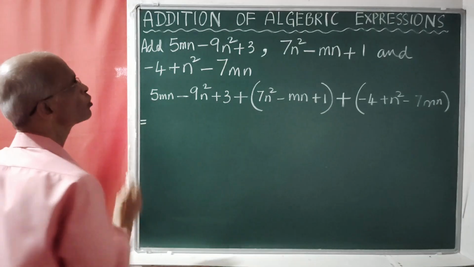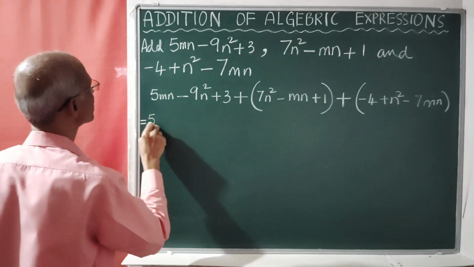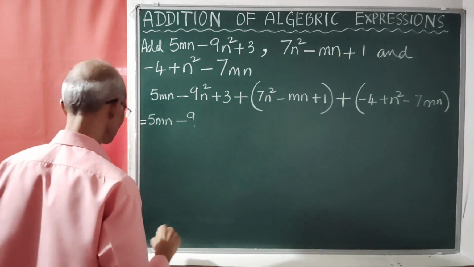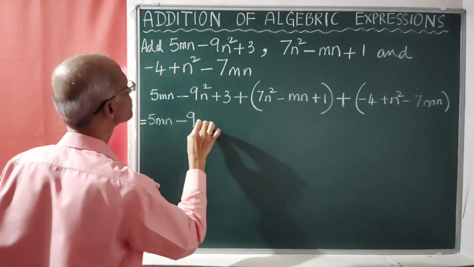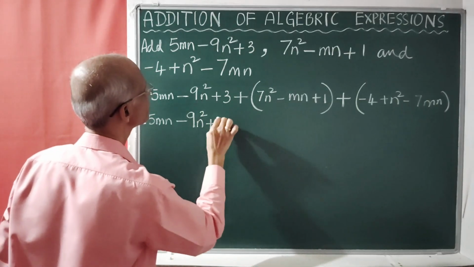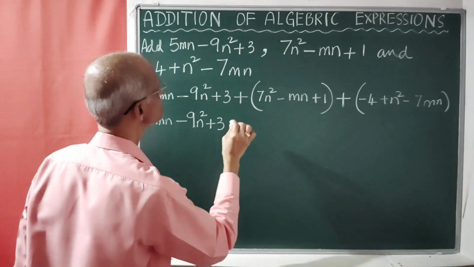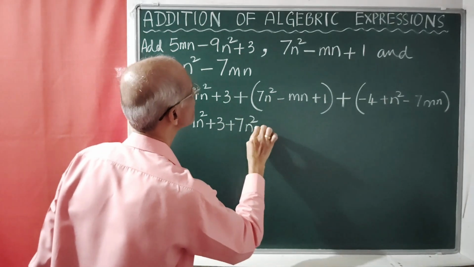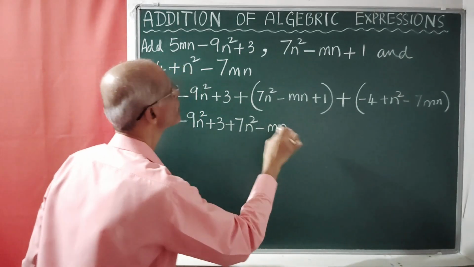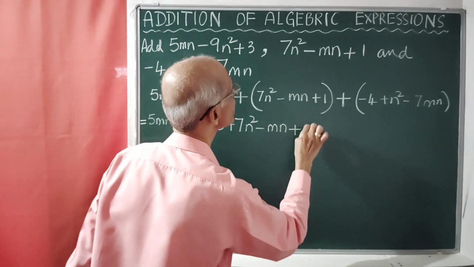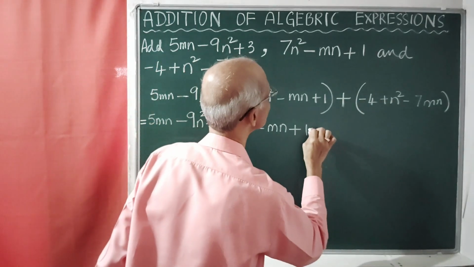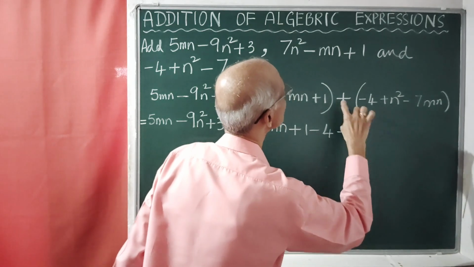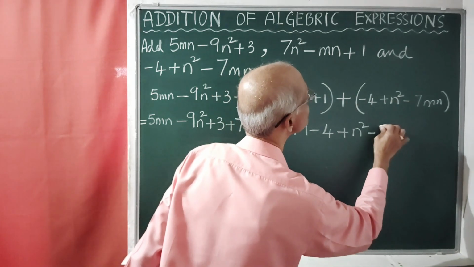In the first step, we need to open the brackets. So 5mn minus 9n square plus 3. Now plus into plus is plus, plus 7n square, plus into minus is minus, minus mn, plus into plus is plus, plus 1. Again plus into minus is minus 4, plus into plus is plus, plus n square, plus into minus is minus, minus 7mn.